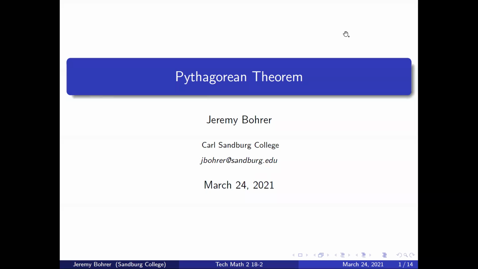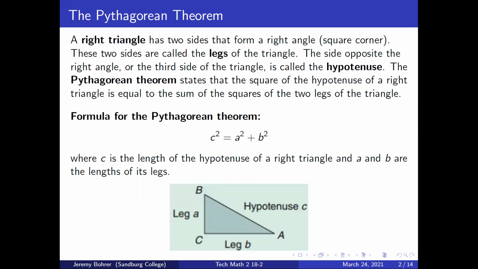In this video, we will discuss the Pythagorean theorem. A right triangle has two sides that form a right angle, a square corner. These two sides are called the legs of the triangle. The side opposite the right angle, or the third side of the triangle, is called the hypotenuse.